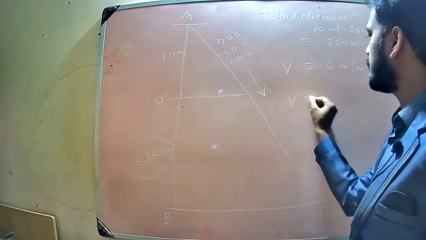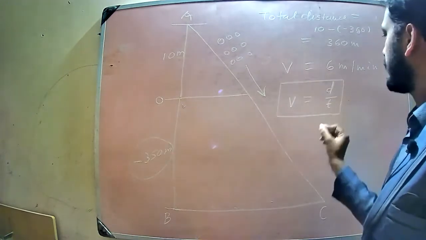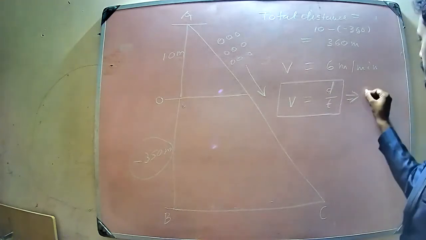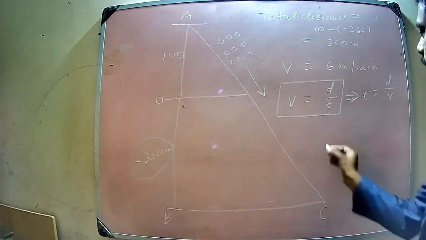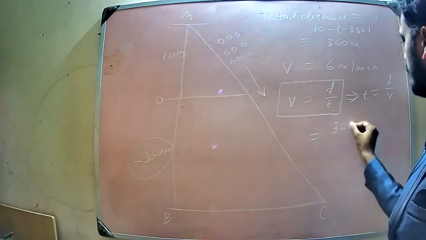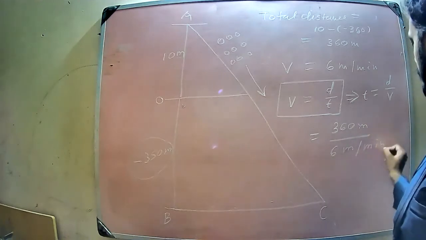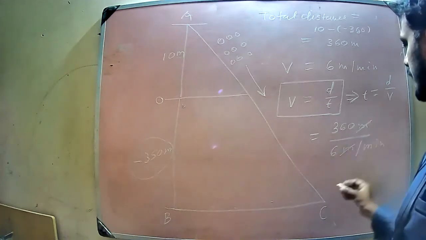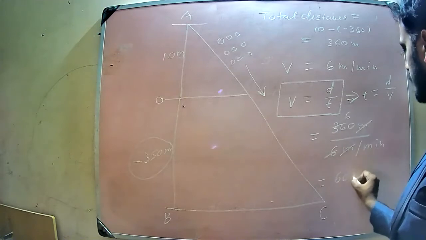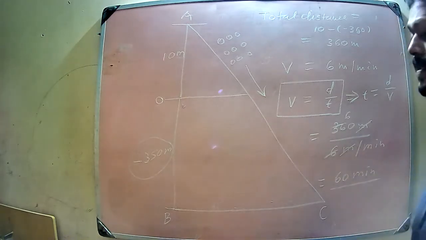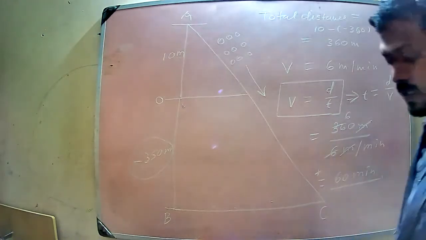So we know that speed equals distance upon time. It is a very important formula for this given question. By the help of this expression we can write time is equal to distance upon velocity, and we know total distance equals 360 meter and velocity equals 6 meter per minute. You can see here meter and meter cancel out, and minute goes into the numerator, 6 ones are 6, and 6 sixes are 36, so 60 minutes. The actual time taken by the mine shaft to descend in the downward direction becomes 60 minutes.